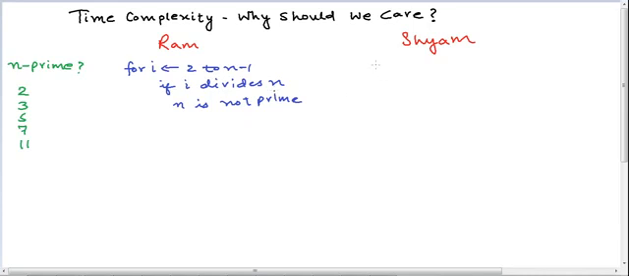Shyam, however, is intelligent enough to realize that he does not need to check all the way till n minus 1. Only if he cannot find an i till square root of n, he can be sure about whether the number is prime or not. So he says that for i starting 2 to square root of n, if there is any such i that divides n, then n is not prime.